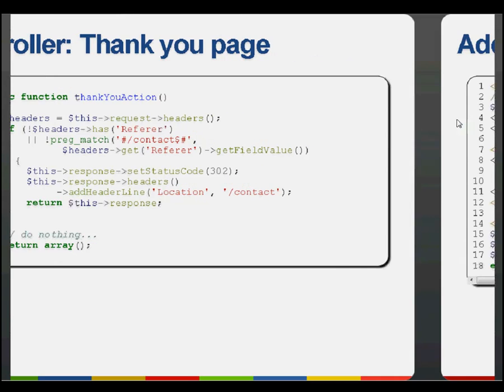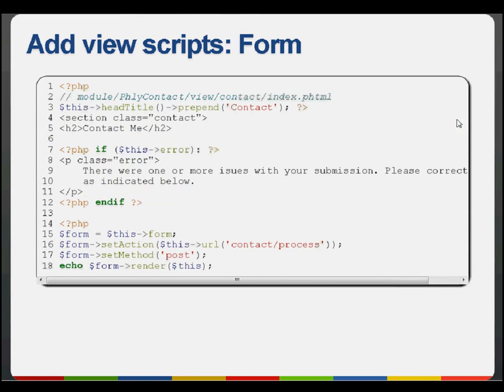Our view scripts are pretty easy. This is the one for displaying the form. This is contact/index.html, which you can see in line 2. We add a head title. We prepend the contact to that, and then we create a section in here, which is going to be contact me. And at this point, I just realized that we are missing the end section. I think that's correct in the repository.